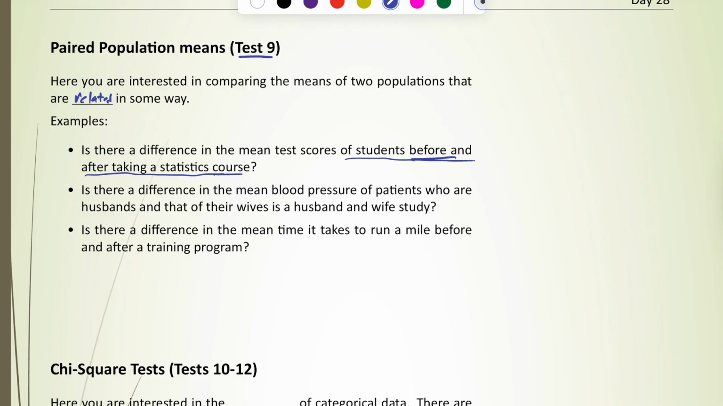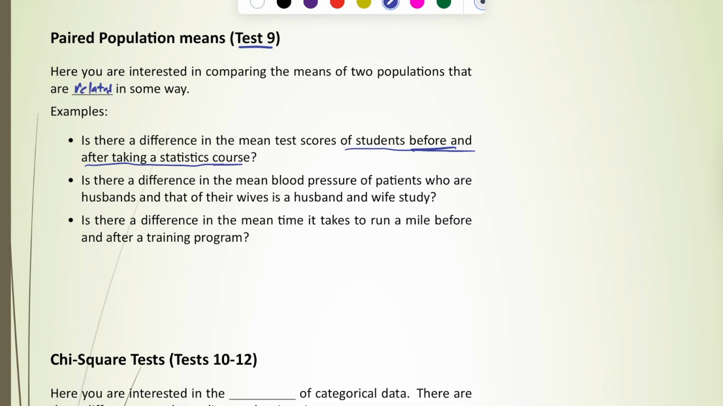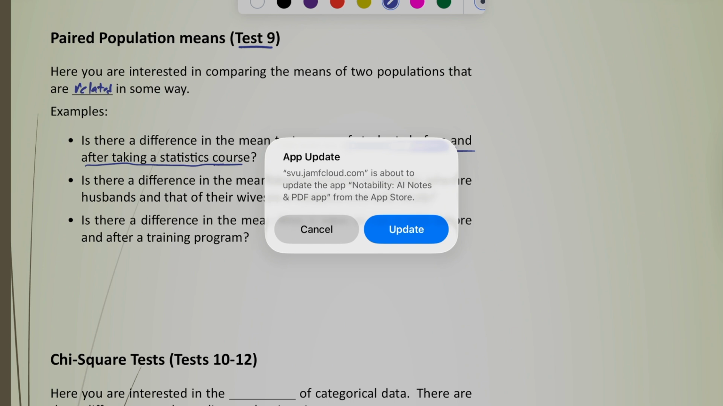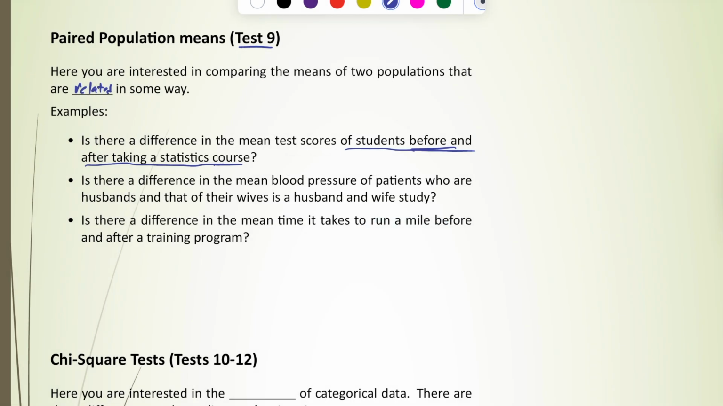Is there a difference between the mean blood pressure of patients who are husbands and that of their wives in a husband and wife study? Is there a difference in the mean time it takes to run a mile before and after a training program? So again, before and after, they're paired.